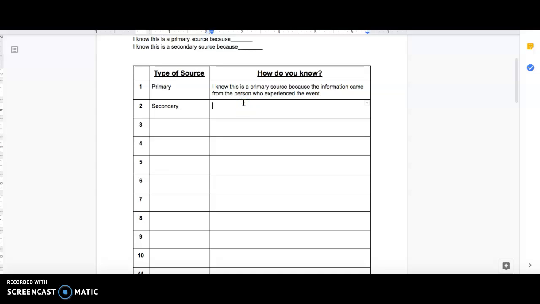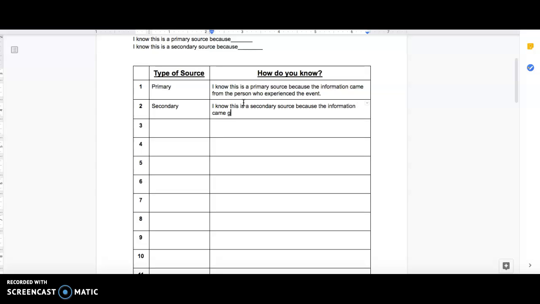So again, we're going to explain. I know this is a secondary source because the information came from a book written after the event. That is how you complete this assignment.